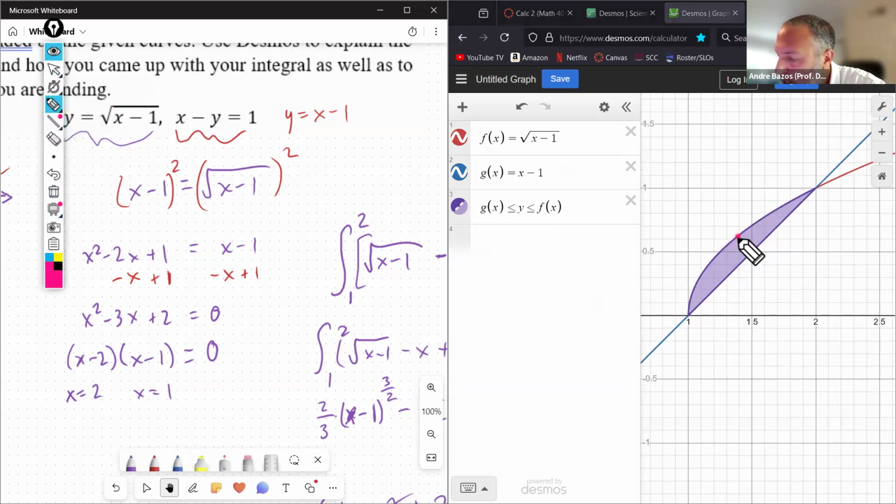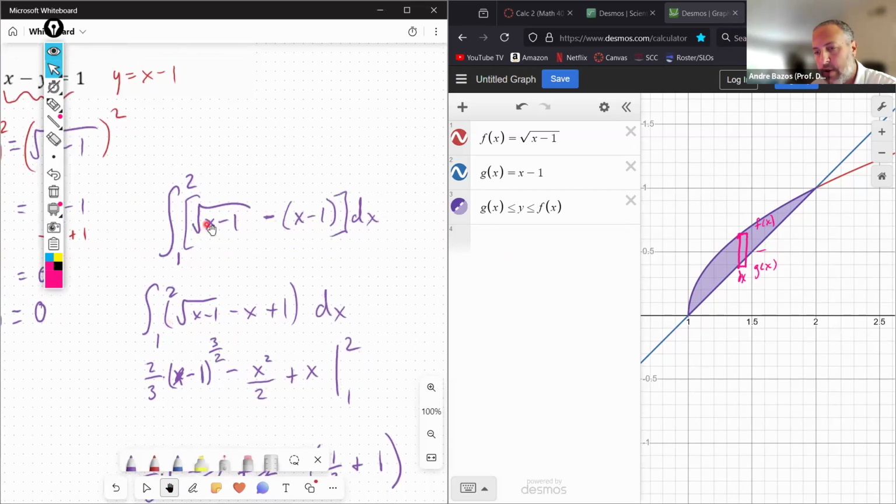So the little column is like this, from here to here. We draw a little rectangle, right? There's my dx, and that's my f of x minus g of x in this case, depending upon what we have. So we're doing f of x minus g of x. This kind of helps me see if I have any issues with it. So f of x is the square root function, g of x is this. I'm going from 1 to 2, yes.